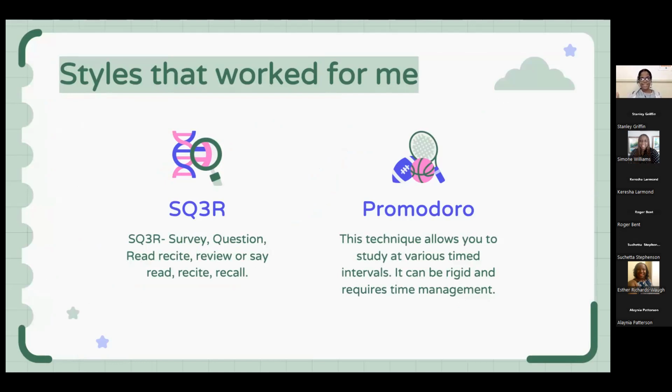You need to be with a set of people that are committed to learning and a set of people that are as disciplined as you are. Some styles that worked for me is the SQ3R style. You can do it individually or you can do it in a group. But as I said, when you're going to work in a group, make sure you know who your group members are. Make sure you know who you want to associate with and pick responsible accountability partners.